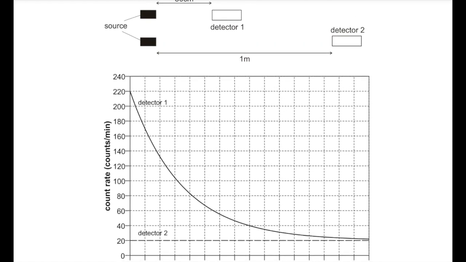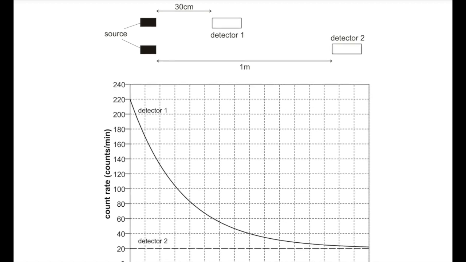We know it cannot be alpha radiation because the detector 1 is 30 centimeters away from the source. Alpha radiation can only travel a few centimeters, but beta radiation can travel tens of centimeters. So therefore, the source is emitting beta radiation. Now, we're going to look at the half-life of this beta radiation.